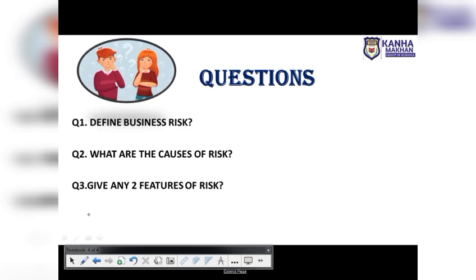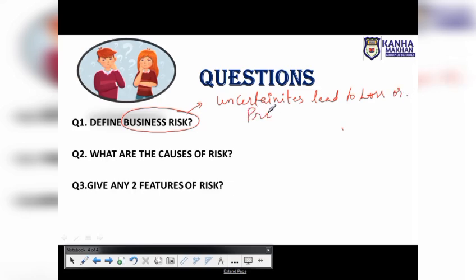So yes, let's discuss some of the questions. The first question is, you have to define business risk. Yes, very simple. Business risk is a situation which arises due to uncertainty, and this uncertainty leads to loss or probability of inadequate profit.